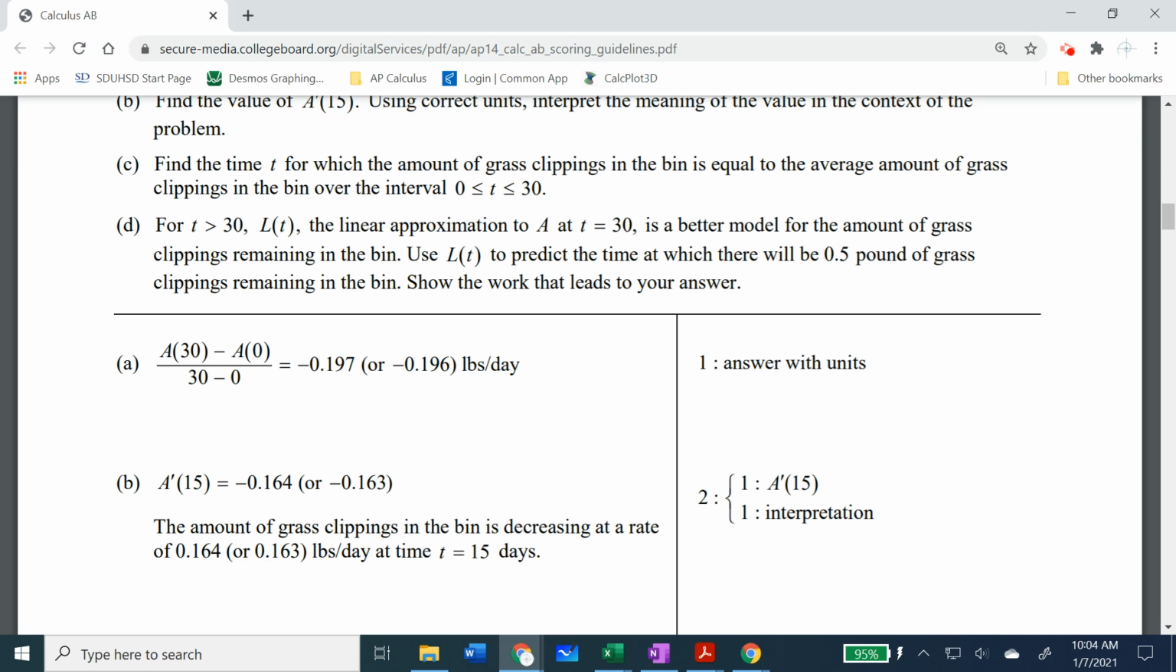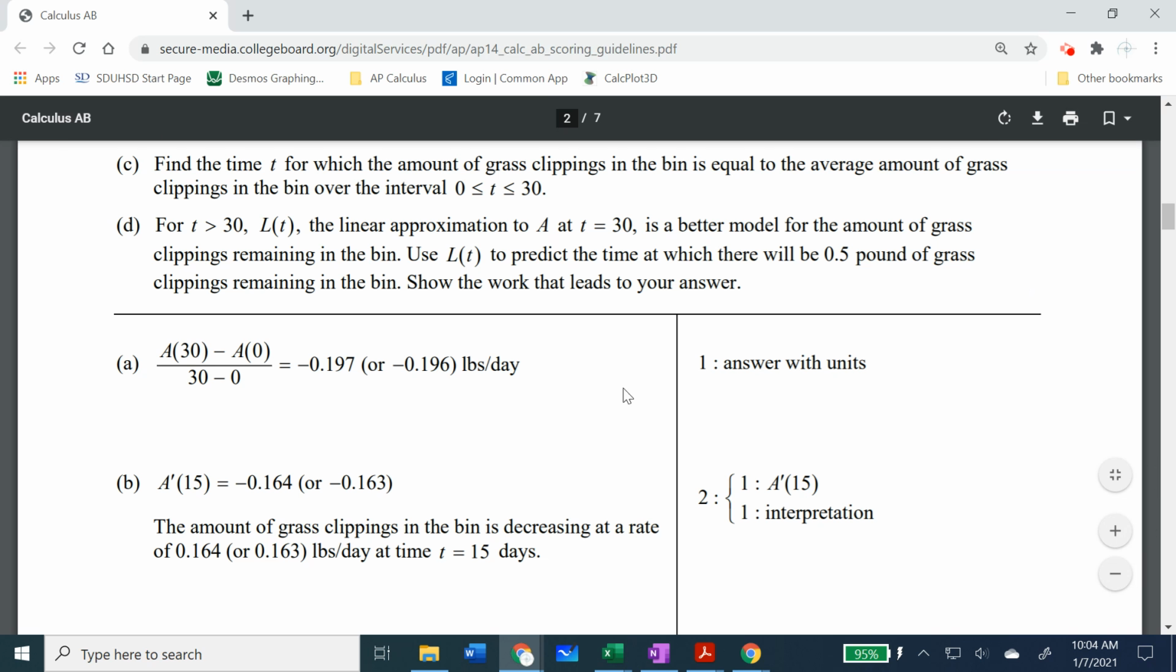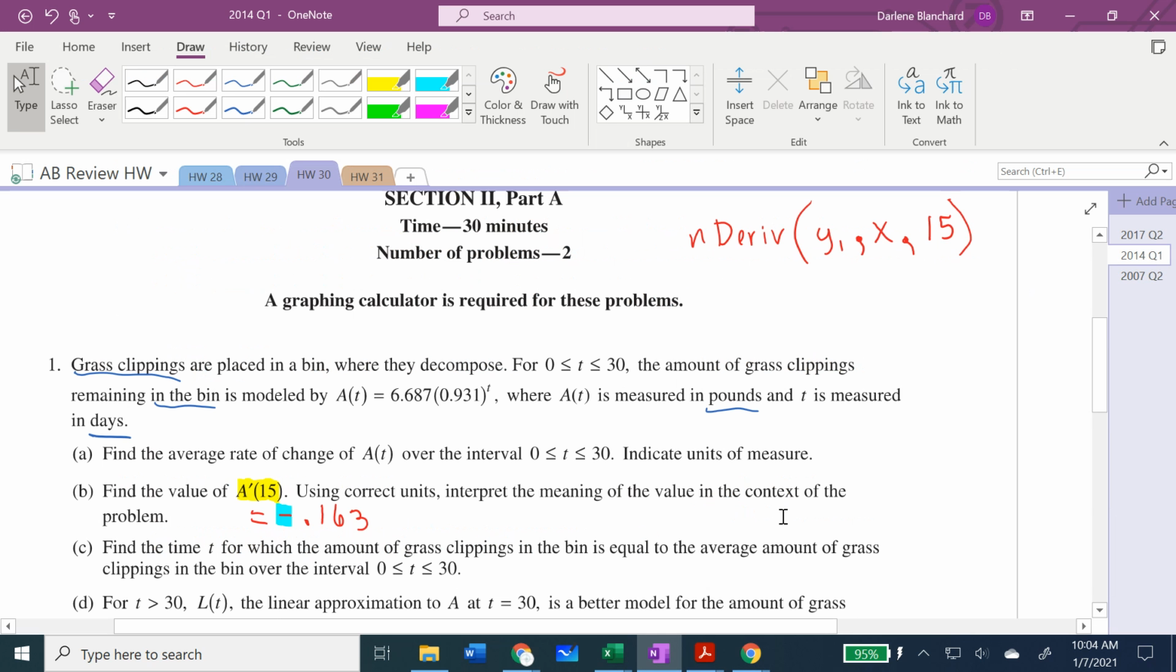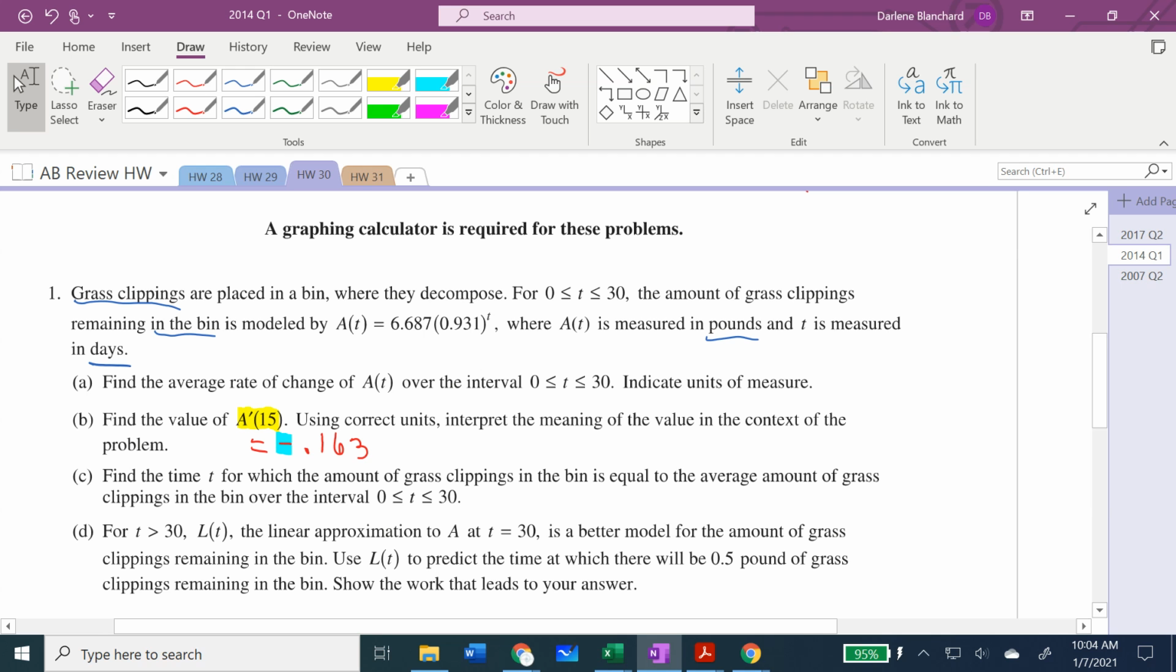And now I'm going to move on to part C. Part C, find the time t when the amount of grass clippings in the bin is equal to the average amount of grass clippings in the bin over the interval 0 to 30. That feels like a big mouthful. And it's going to take time to break it down and figure out what in the world it is saying.